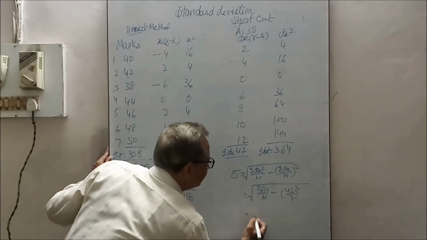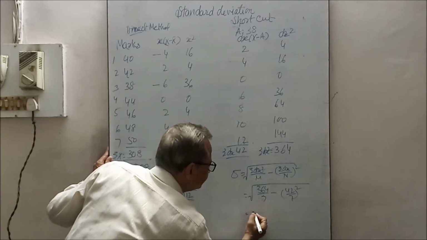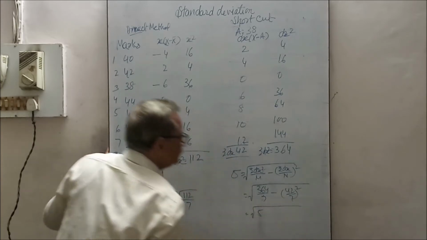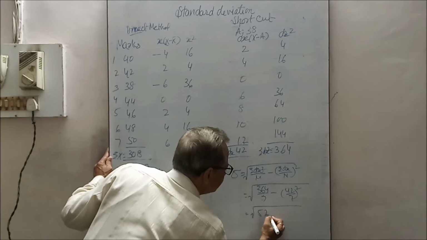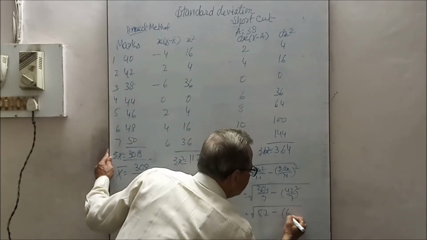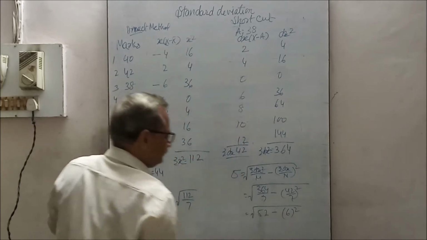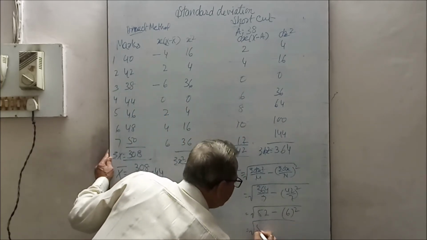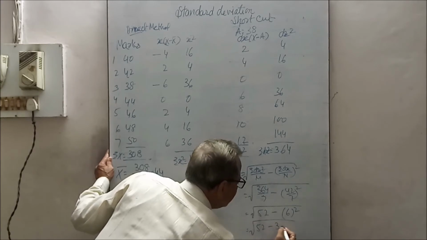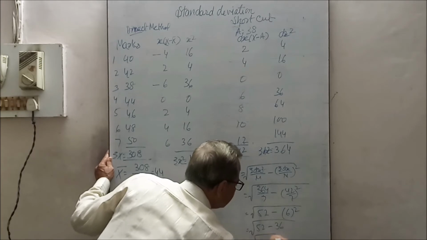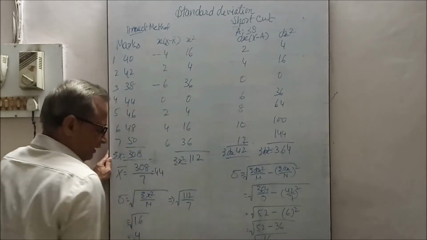Then see, this is 7. 52 minus 6 whole square, then 52 minus 36. It is 16. Now break the root; it is the standard deviation.